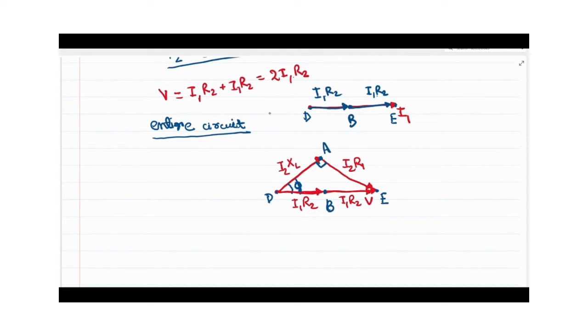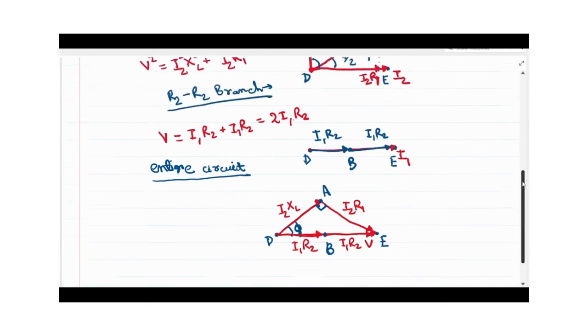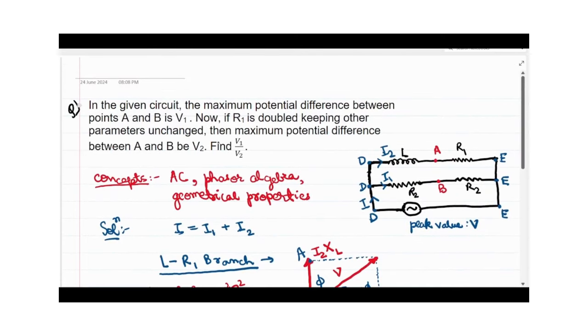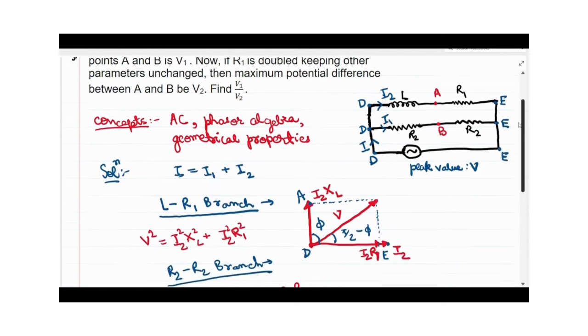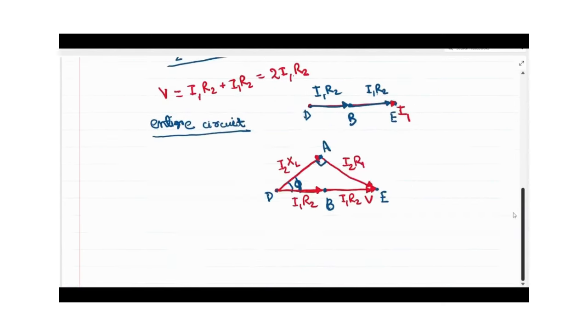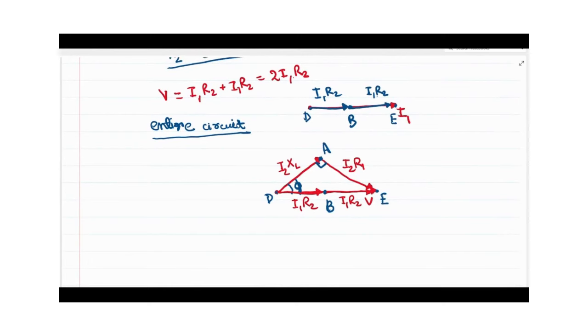Now, what did the question actually say? The question said that we have to analyze the potential difference between the points A and B. Whatever the initial condition given in the circuit, the initial potential or the maximum potential difference between points A and B is V1. Now, for a moment, let's forget the word maximum. Let's try to analyze what the potential difference between points A and B can be.